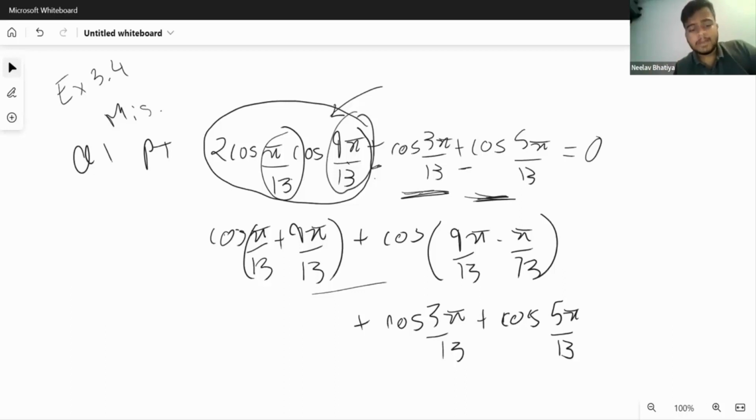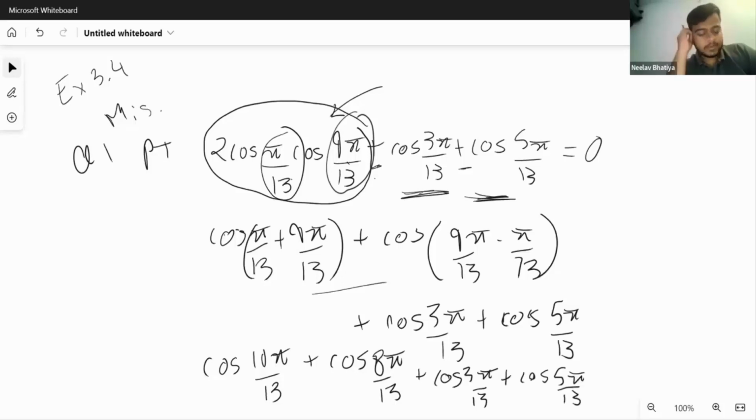So cos (pi by 13 plus 9 pi by 13) is nothing but cos 10 pi by 13. Correct? Plus cos (9 pi by 13 minus pi by 13) is cos 8 pi by 13. Plus these two terms I'll write as is. Correct. So this is something that I ended up with. Now, it doesn't seem to cancel out, does it? There is one slight change that you have to incorporate to cancel all these terms out. And you'll be able to do that, right? Just remember that this is where we ended up.